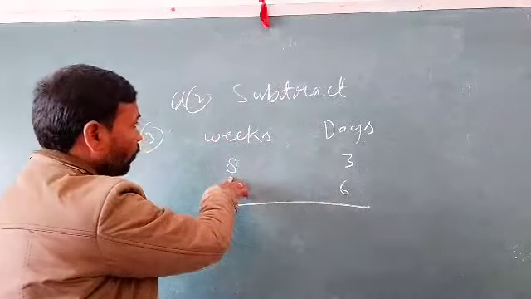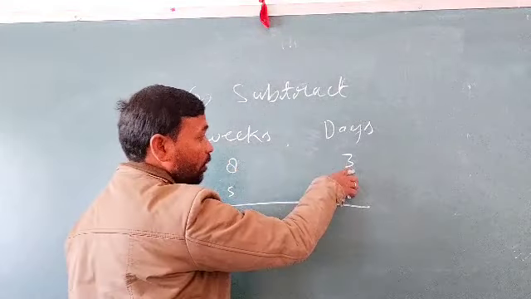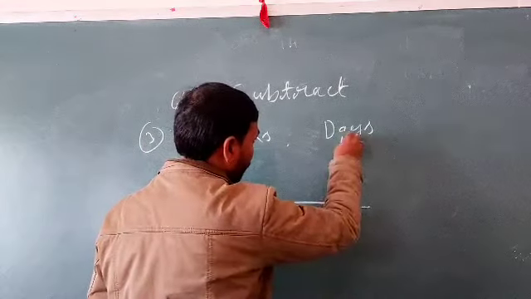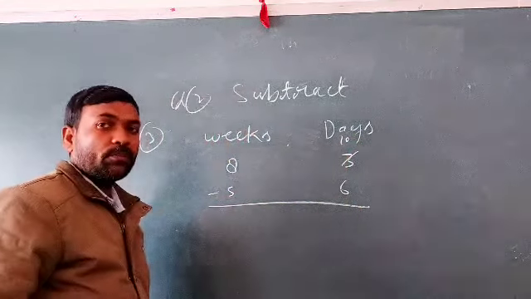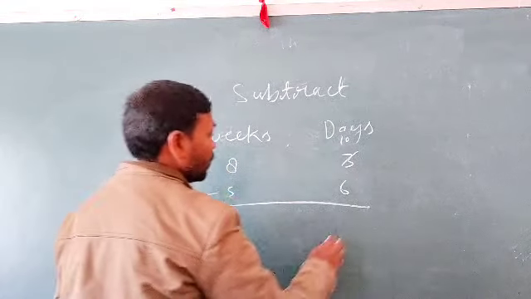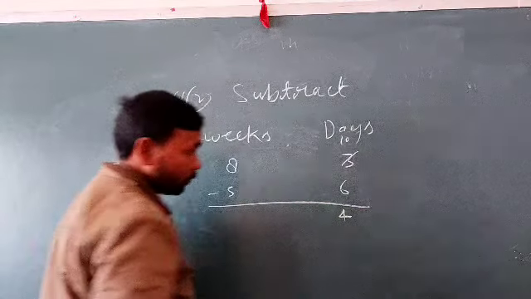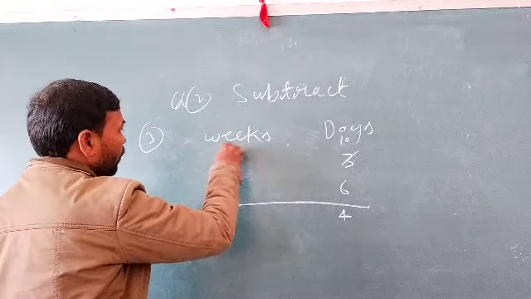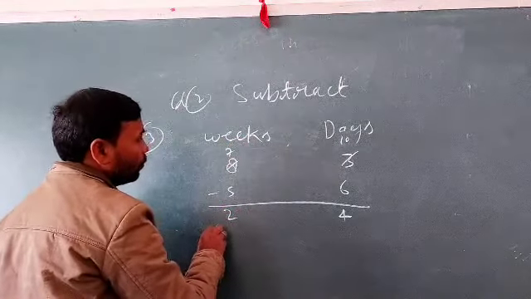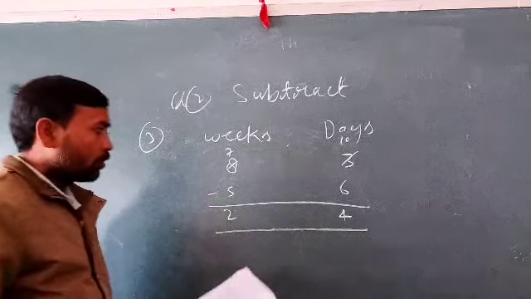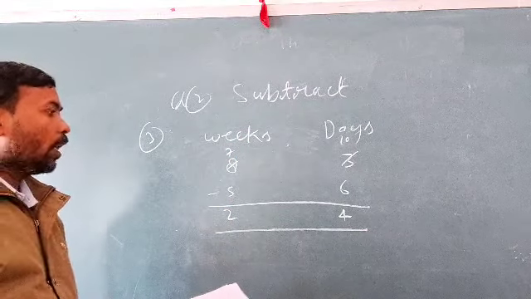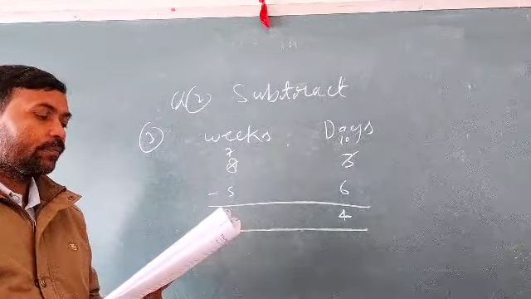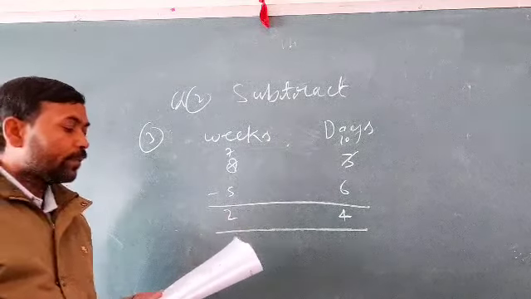You should borrow from the weeks column. So this is increased by 7. 7 plus 3 is 10. So in the place of 3 we have to write 10. 10 minus 6 is 4. So days will be 4. Here 7 remaining. 7 minus 5 is 2. So the answer is 2 weeks and 4 days. So I hope it is clear.